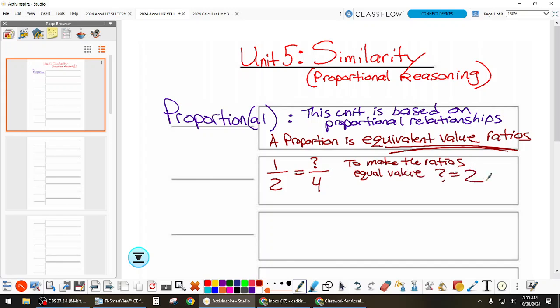Okay. To make the ratios equal value, we already saw this, but let's put it in here. The question mark has to equal 2, so that both have a value of 0.5. Okay, and I want you to start thinking about decimals being helpful in this unit. Because sometimes it's kind of hard to tell if a fraction is equivalent. And we can just divide, turn it into a decimal, and then we know for sure.